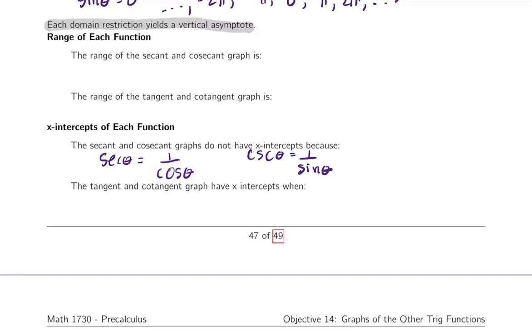But remember that if a fraction is equal to 0, then it's actually the numerator equal to 0. And my numerator is always 1. So I'm never going to be able to get 0. I'm always doing 1 divided by a number, so I can't get 0. So I would say that we don't have an x-intercept because the numerator of these is always 1.